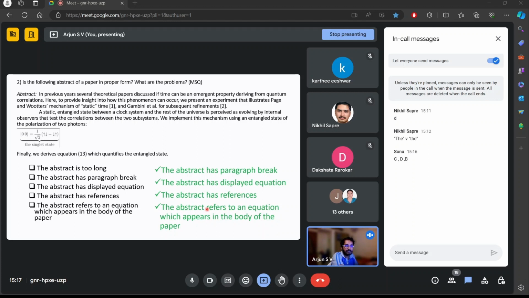Sonu says C, D, B, but E is also a correct option, because the abstract refers to an equation which appears in the body of the paper. So they highlight this equation: finally, we derive equation 13. No one knows what equation 13 is unless you go into the article itself. So that should not be done in the abstract. So E is also a correct option. Yes, except A, all are right options.